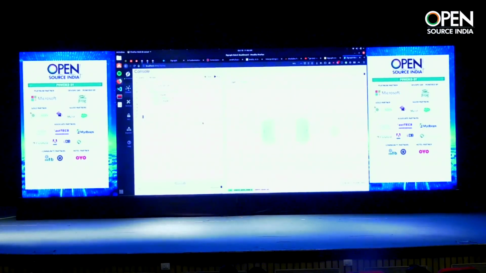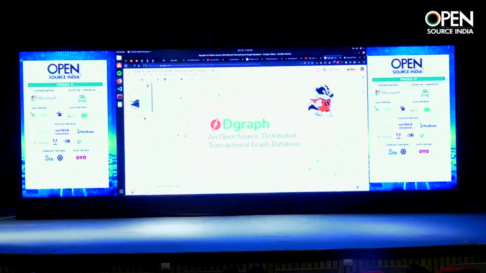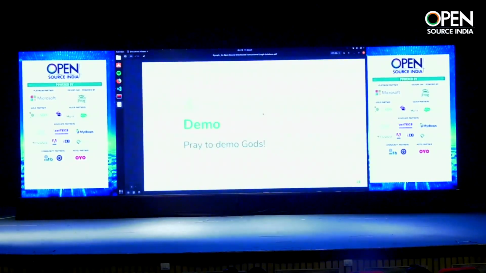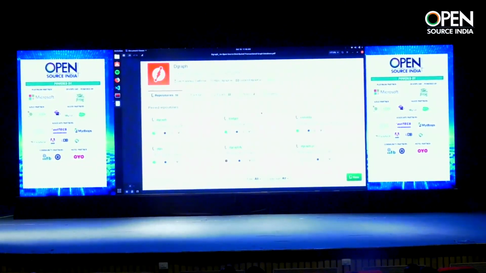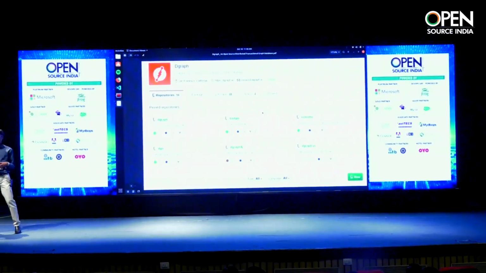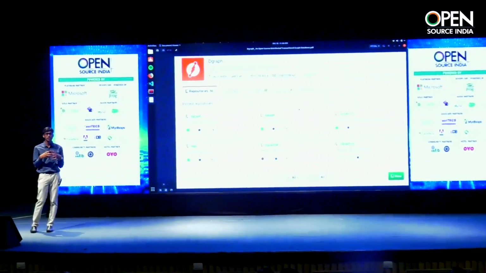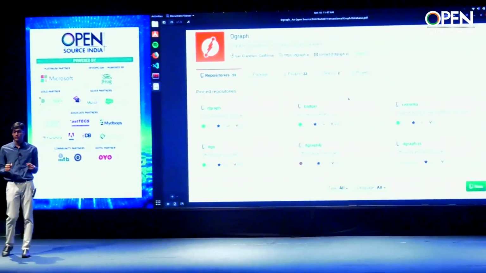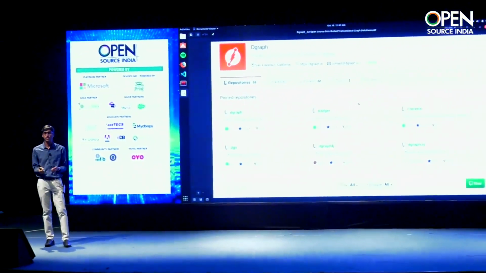Okay, I'm going to move on. I quickly wanted to show very interesting open source projects that we have. Badger is a fast embedded key value store. Dgraph uses Badger as its storage layer. Badger is completely open source. Dgraph is also open source.